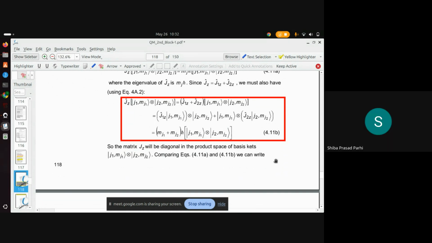Sir, actually, what exactly is the eigenvalue you used here, sir? Let me come back to that again.